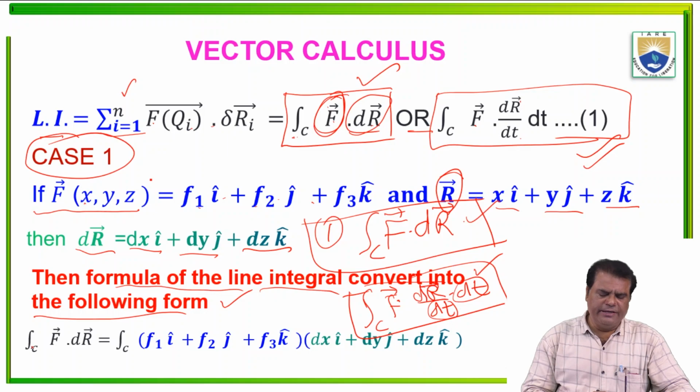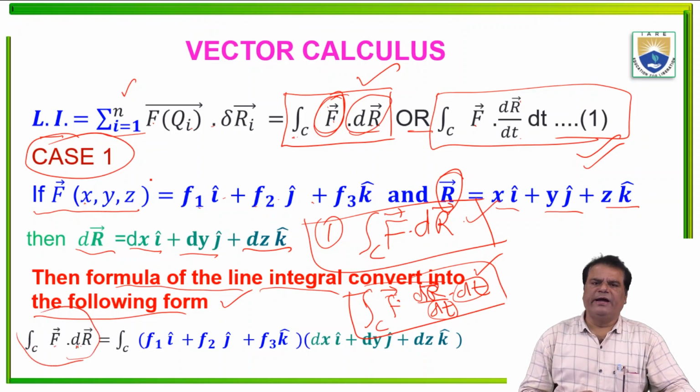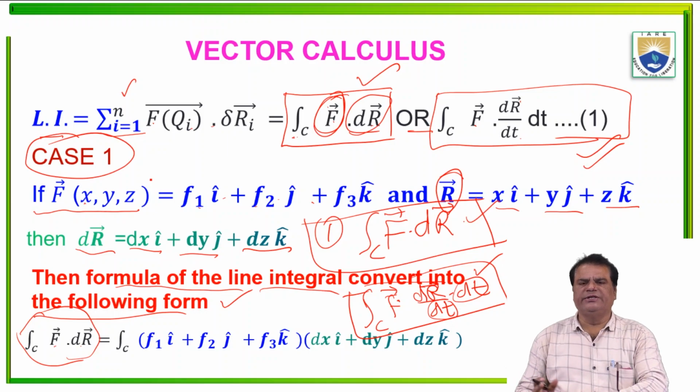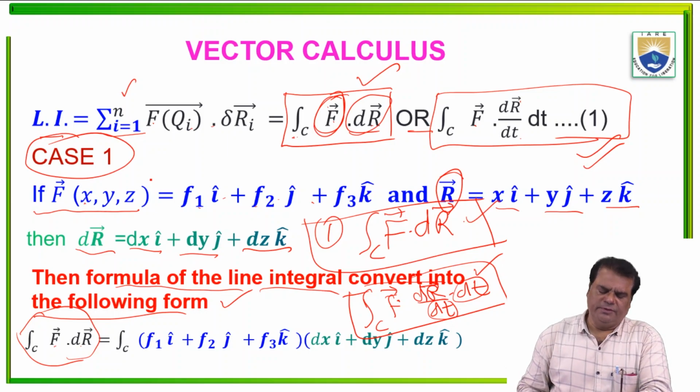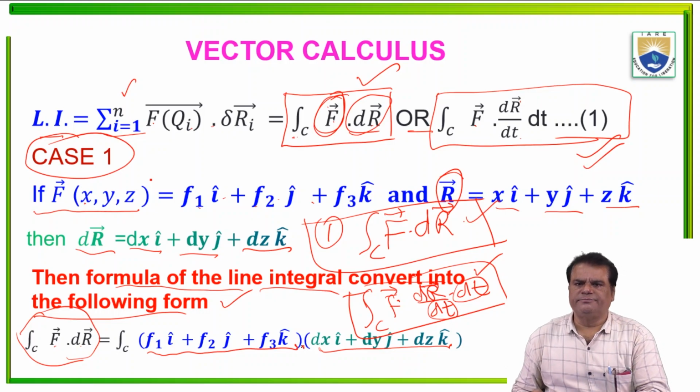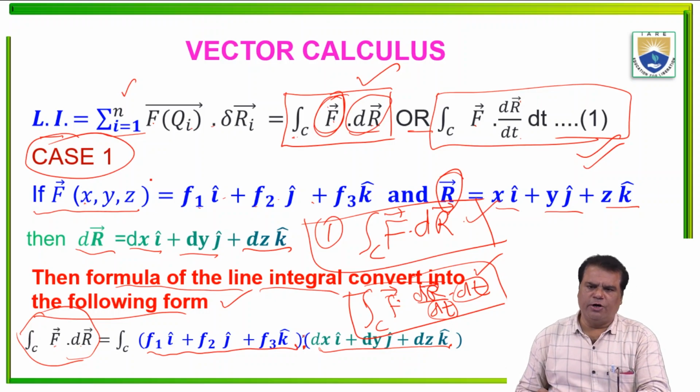So here, integral over C of F dot dr. Basically this formula is in vector form. Now we want to convert this into scalar form. So here, integral over C, this is the vector point function, force, and this is the displacement. So here I am taking the dot product.